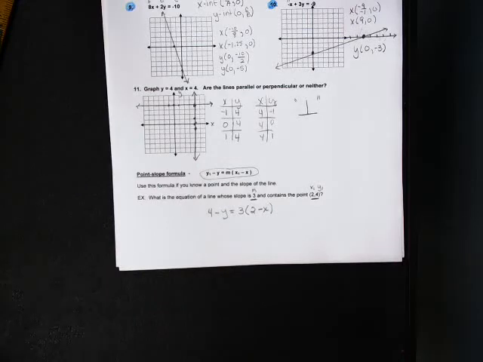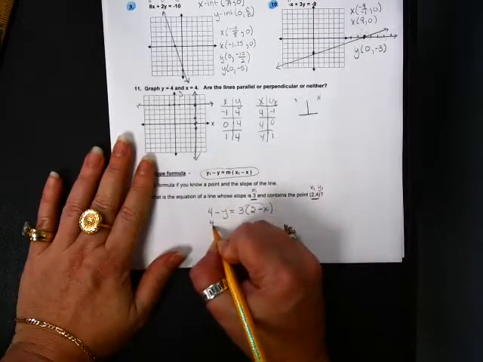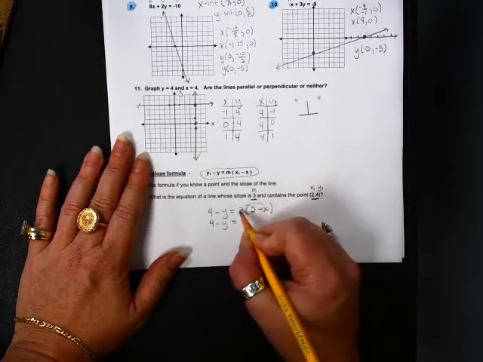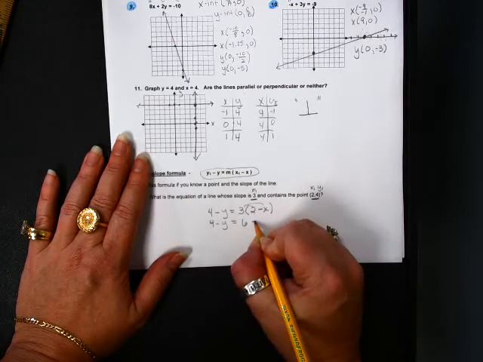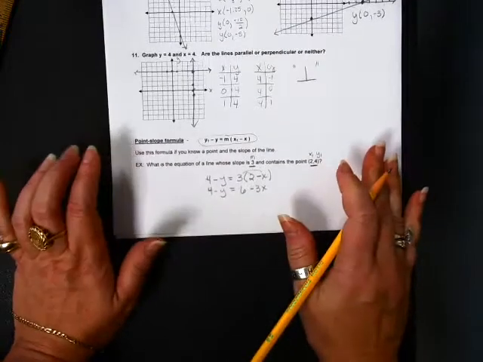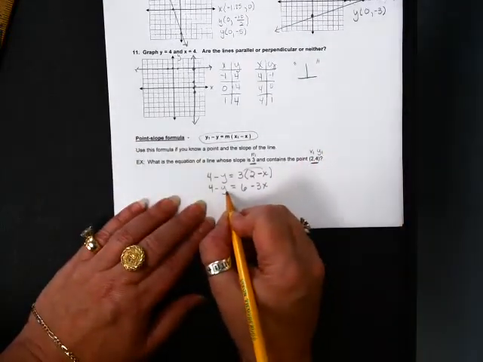Now that's it for the geometry. The rest of this is algebra. You have to distribute your 3, so that's going to be 4 minus y equals 6 minus 3x. And usually we write things in the slope-intercept form, so that means solve for y.